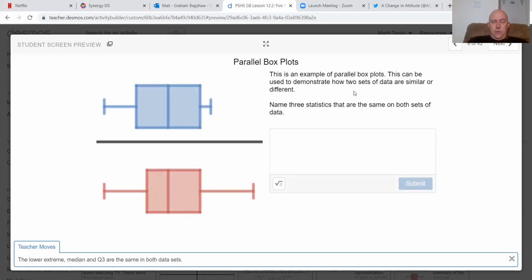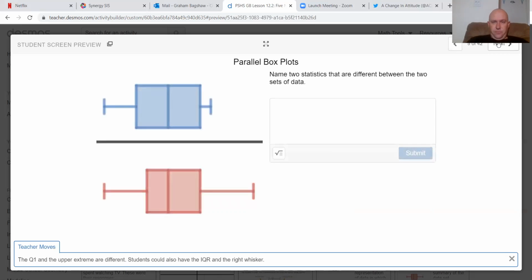This is an example of parallel box plots. So sometimes we have two data sets together and want to compare them. And pictorially, this is kind of much easier to do. So name 3 statistics that are the same for both. Well, I can see that the smallest value, or the minimum value, is the same for both. Certainly the first quartile is not the same. The median I can see is the same as well. Quartile 3, the upper quartile, is the same, and clearly the maximum values aren't the same. So minimum value, median, and quartile 3 would be the same for this question.